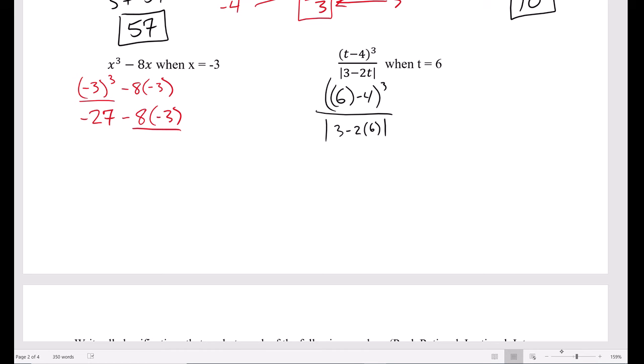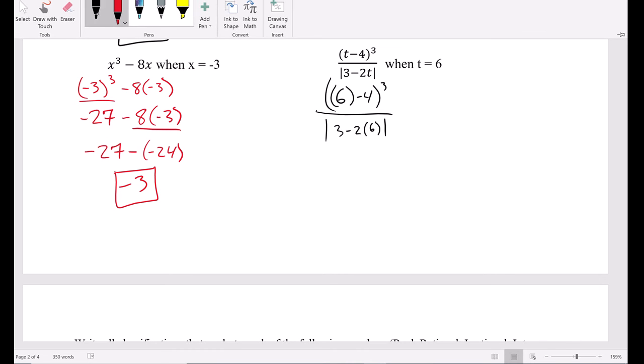So negative 27 minus 8 times negative 3. 8 times negative 3 is negative 24. So this is negative 27 minus negative 24. And really I can think of that as being the same thing as negative 27 plus a positive 24. And that leaves me with negative 3 as an answer.